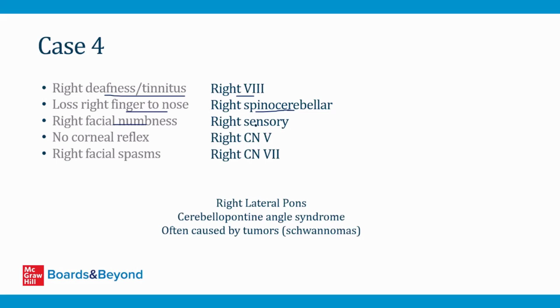Facial numbness means you've got sensory loss on the right. Corneal reflex involves cranial nerve 5. The facial spasms indicate involvement of cranial nerve 7. And so we have all these S pathways like spinocerebellar and sensory. So we know this is going to be a lateral lesion. We know it's on the right side because of the right-sided findings like deafness and tinnitus. And then we've got cranial nerves 5 and 7 involved. Those are cranial nerves of the pons. So now we know that this is a right lateral pontine lesion.